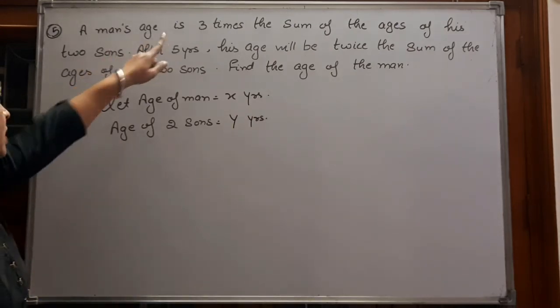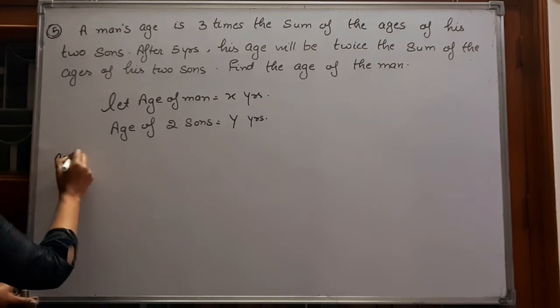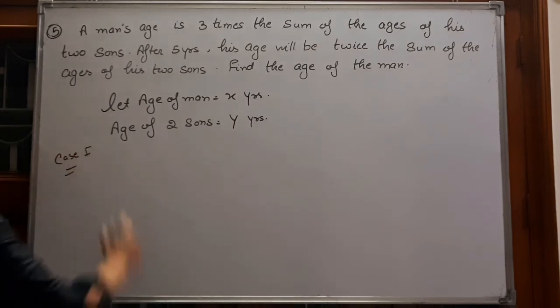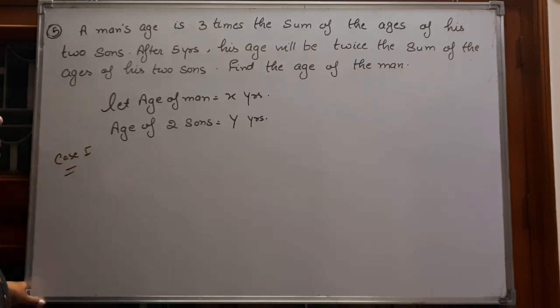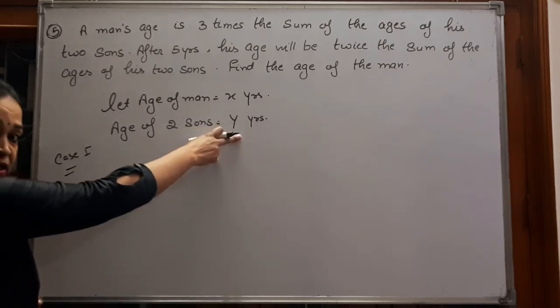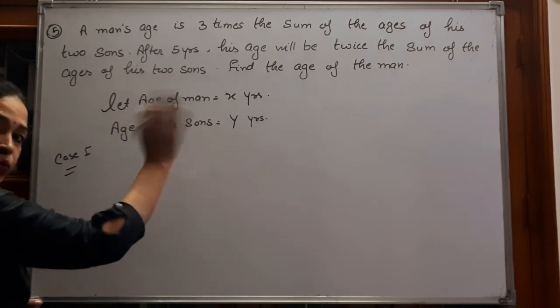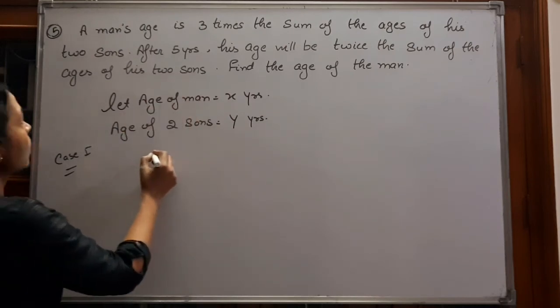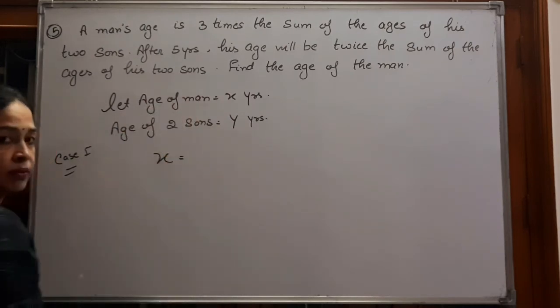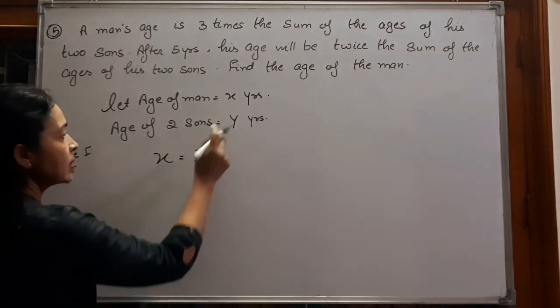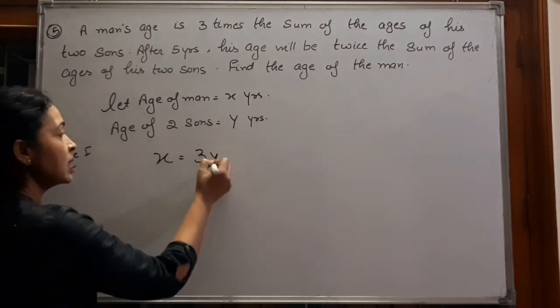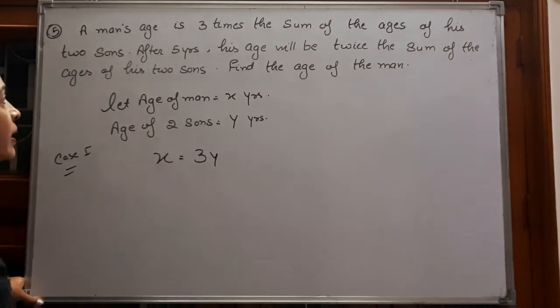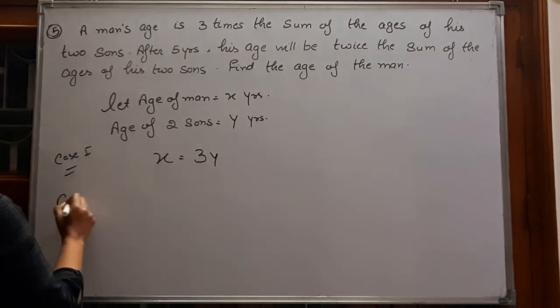Clear? Case 1: a man's age is 3 times the sum of the ages of two sons. We have taken the age of the two sons together as y, so the age of the father is 3 times the sum of the two sons' ages, that is 3y. So x equals 3y.